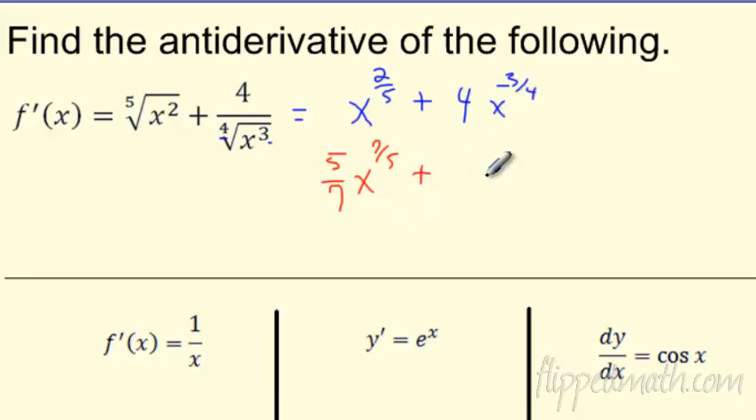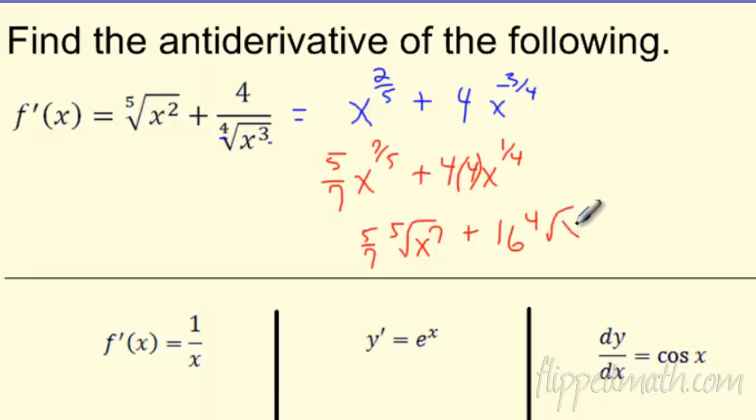So over here, careful with your negative. If I add 1 to this, I'm adding 4/4 to this, so that'll leave me with 1/4. And then what do we do? I've got that 4. I'm going to multiply it by 4 over 1, which is just, what, 16? So really, if I go back and rewrite this thing, I'm looking at 5/7 x to the 5th root of x to the 7th power plus 4 times 4, that was 16, the 4th root of x.